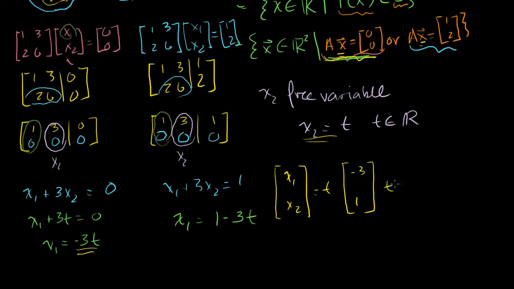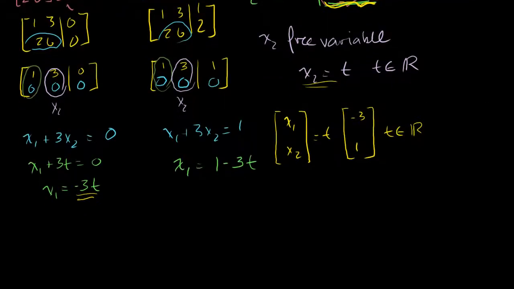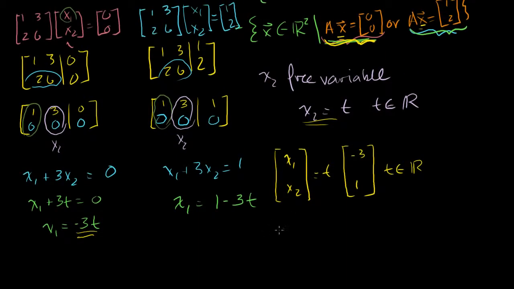Where t is a member of the reals. So it's just scalar multiples of the vector minus 3, 1. And if we think of this as a position vector, this will be a line in R2. And I'll draw that in a second. So that's the solution for this first equation. And then the solution for the second equation, how can we set this up? It is x1, x2. And let's see, x2 once again is just t times 1. So let me just write it like this. So it's t times 1. That's x2. Now what's x1?